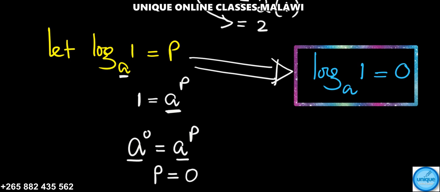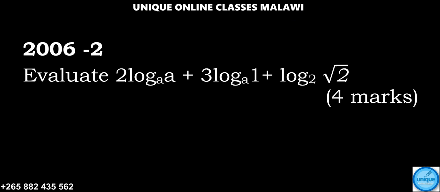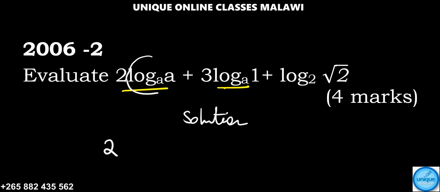So let's solve one manageable question which requires us to apply some laws of logarithm. The question was question number 2 from 2006. It reads: evaluate 2 log of a base a plus 3 log of 1 base a plus log of 32 base 2. So we apply laws of logarithm.